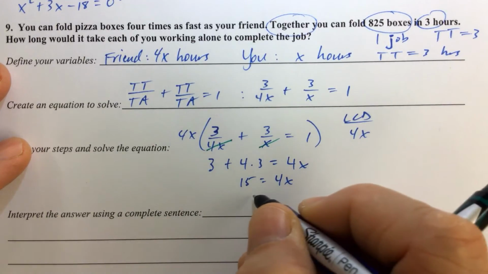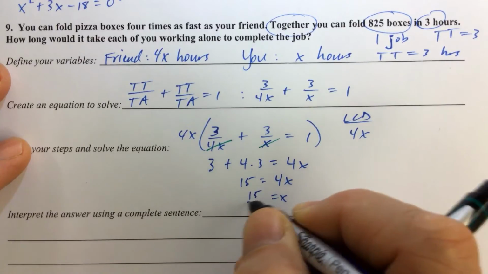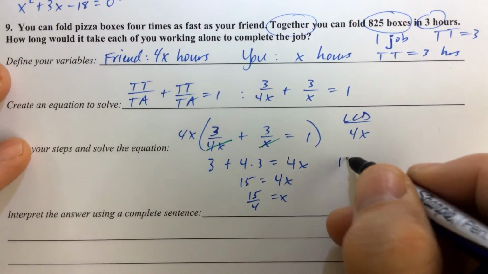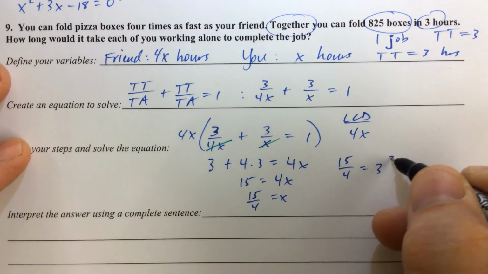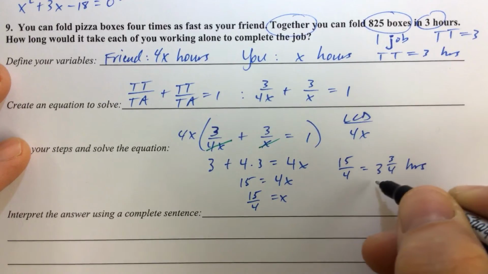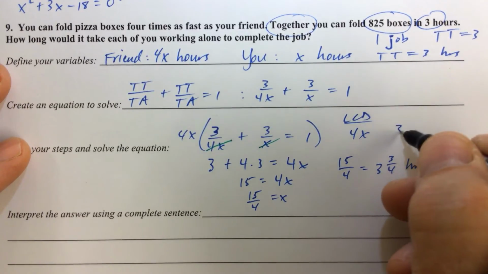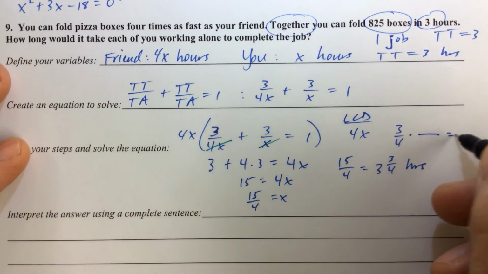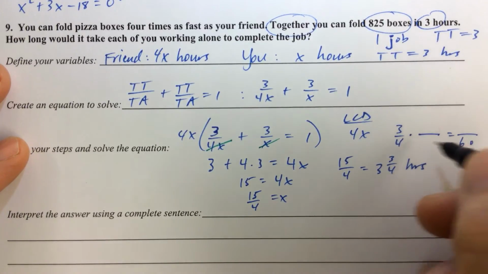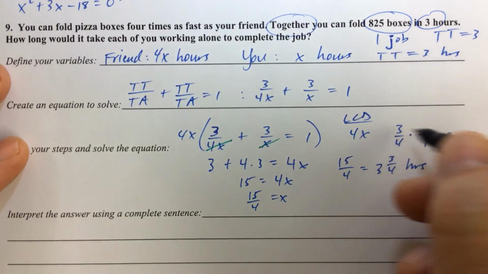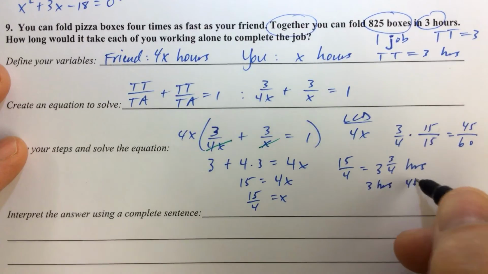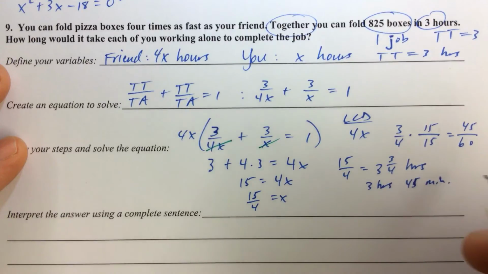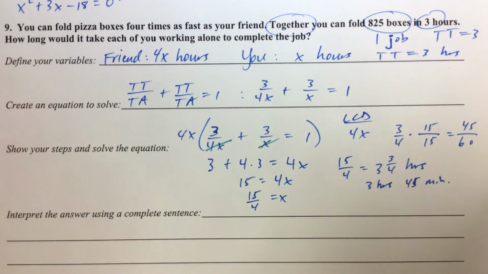Well, if 15 equals 4x, then x is equal to 15 over 4. So 15 over 4 goes into 15 3 times. 4 times 3 is 12 with 3 remaining. 3 3/4 hours. Well, for 3/4 of an hour, how many minutes? 4 times 15 is 60 minutes, so 3 times 15 is 45 minutes. So that's really 3 hours, 45 minutes. You don't usually hear people say 3 3/4 hours, but 3 3/4 hours is 3 hours, 45 minutes.